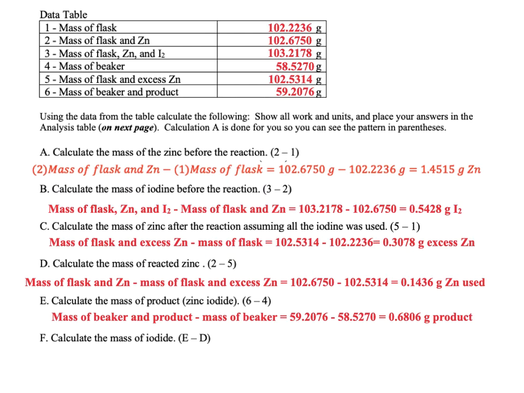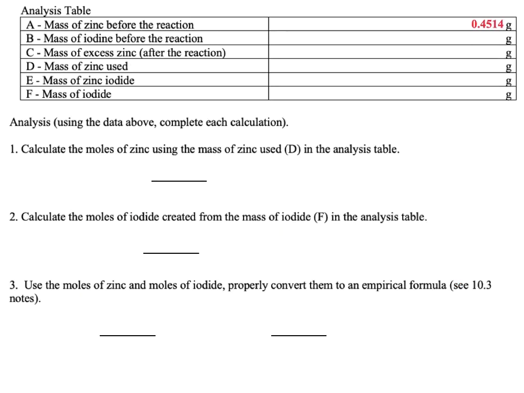To calculate the mass of iodide, you have to look at the second chart and take letter E, which is the mass of the zinc iodide product, and subtract letter D, which is the mass of the zinc used, and that means you have 0.5370 grams of iodide, because 0.1436 is the other part, that is the zinc. So now I'm going to place all my stuff into my table. These are my answers from the previous ones.